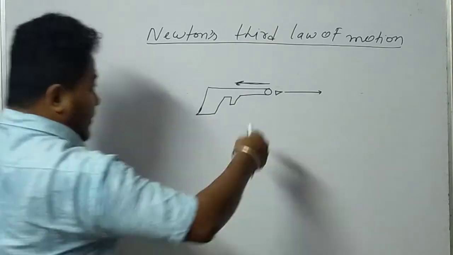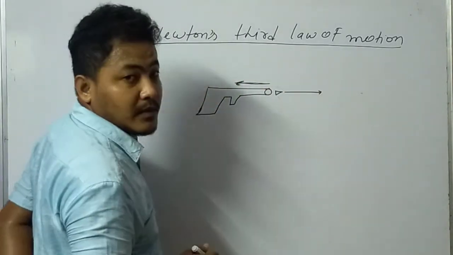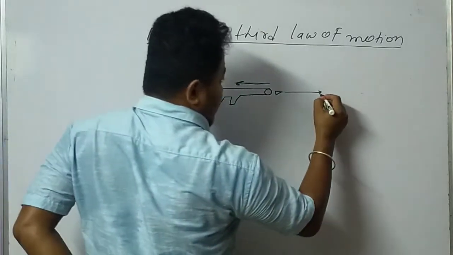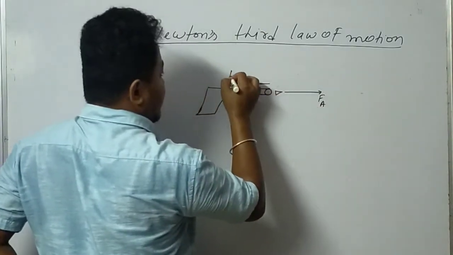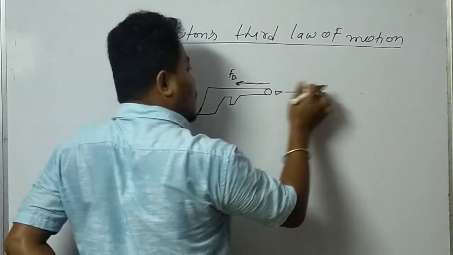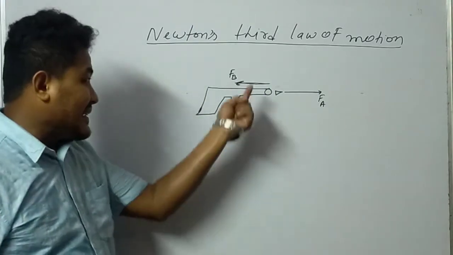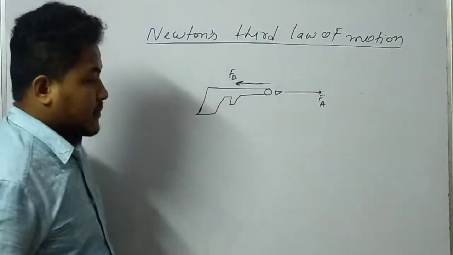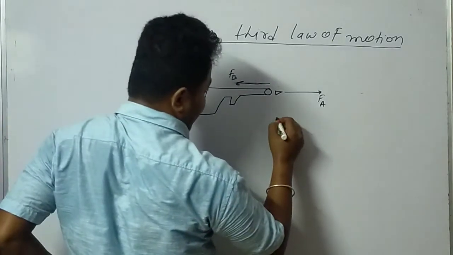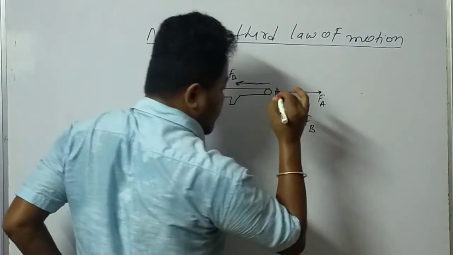Interestingly, the magnitude of this force will be the same. If I consider this force as FA and this as FB, FA is the force by which the bullet is going out, and FB is the opposite force given to the pistol. So in this case, the magnitude of FA is equal to FB, but the direction will be opposite.